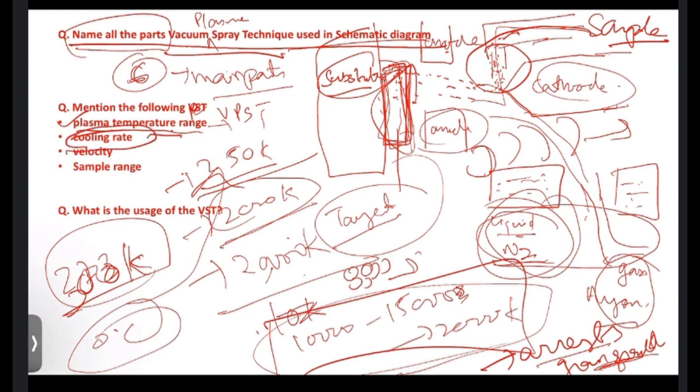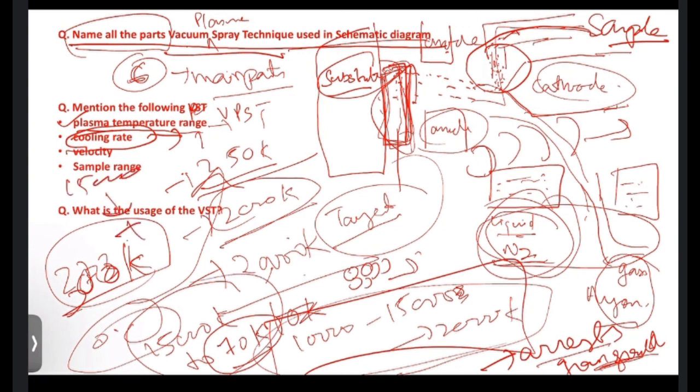Then it is able to cool the temperature from around 15,000 Kelvin to 70 Kelvin. See, from 15,000 it is able to bring the temperature down to around 70 Kelvin, which is equivalent to around minus 196 degrees Celsius. Such a powerful coolant it is. And that is why this technique is important.